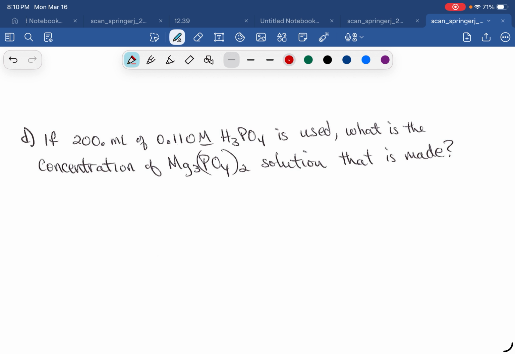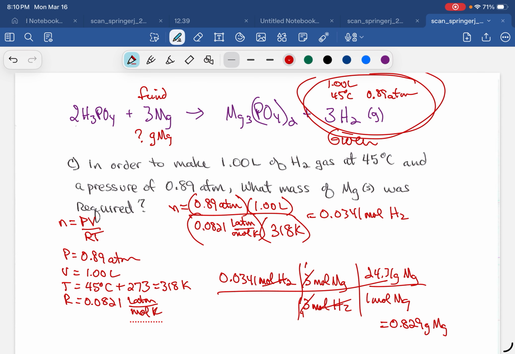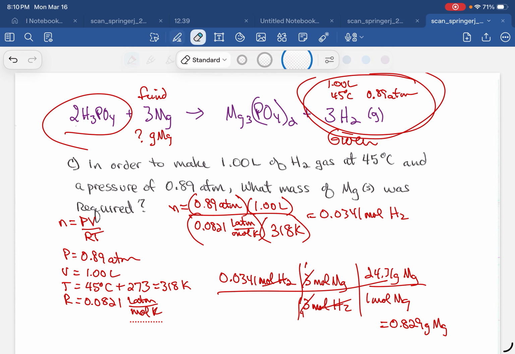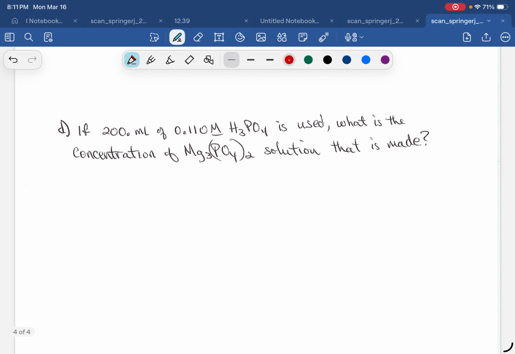Okay, so we've got now on letter D, 200 milliliters of 0.110 molar H3PO4 is used. What is the concentration of the Mg3(PO4)2 solution that is made? So we're starting with H3PO4. So let's clear up some of this stuff here. I'll just get rid of it all. I'll rewrite it down here.